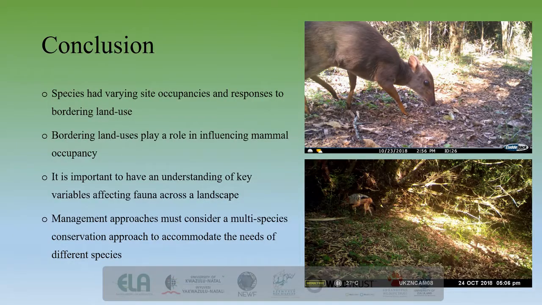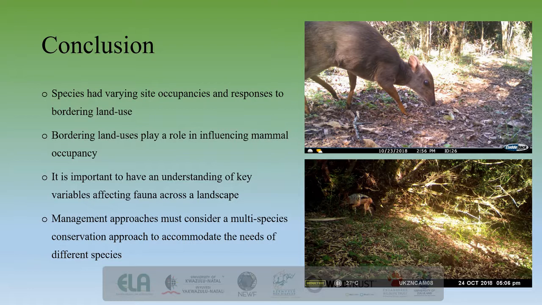Species had varying site occupancies and responses to bordering land use. Bordering land use had a role in influencing species occupancy and detection. Tree plantations adjacent to forests have notably been documented as a type of habitat conversion that has several negative effects on mammals. However, they are frequently referred to as forests in landscape assessments and can provide corridors between forest patches, which is of conservation value.